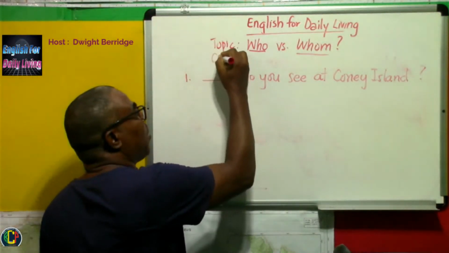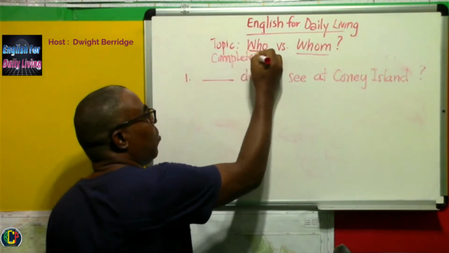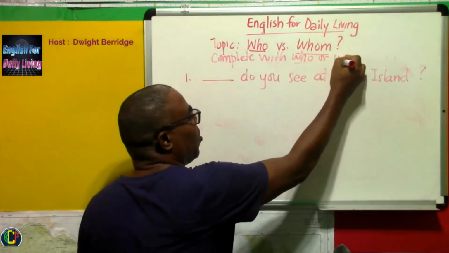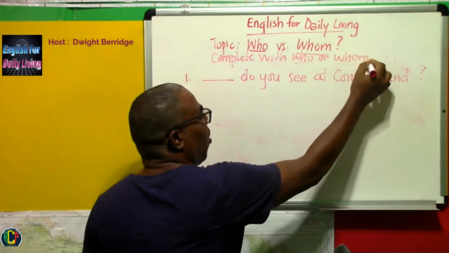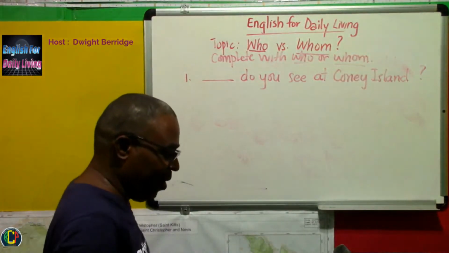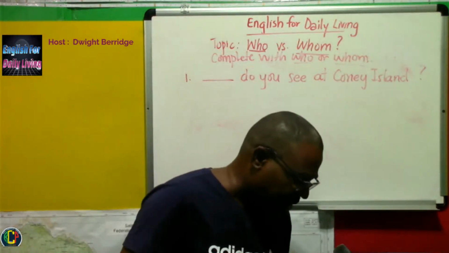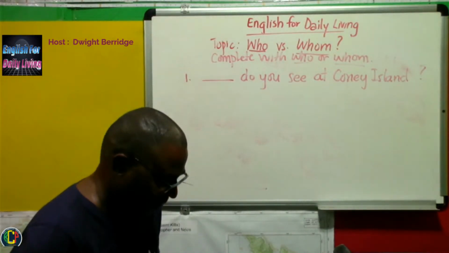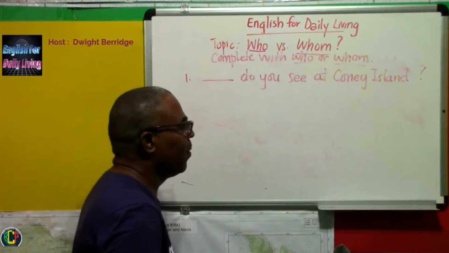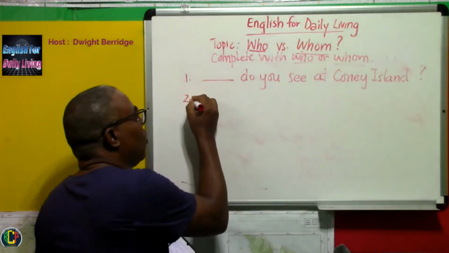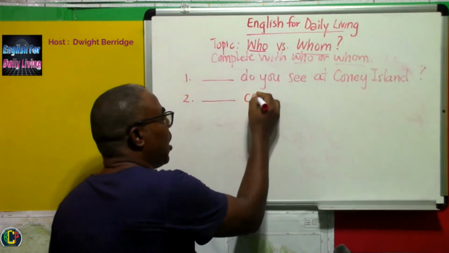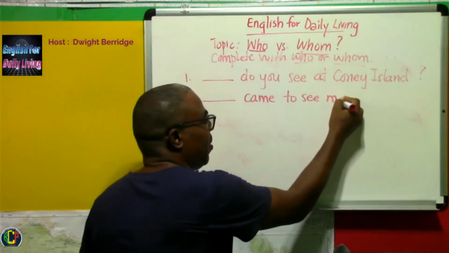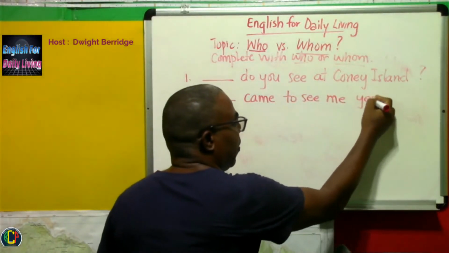Complete the following sentences. Complete with who or whom. Dash do you see at Coney Island? Number 2. Dash came to see me yesterday.